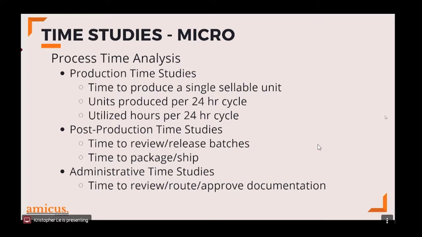And then you have administrative time studies, which look at, as you grow your business, you're going to have more documents, more batch records, more things that need to be routed and approved through your change management system. Do you have the current capacity to do that? How long does it take on average to modify a document and route it through your quality system for approval?